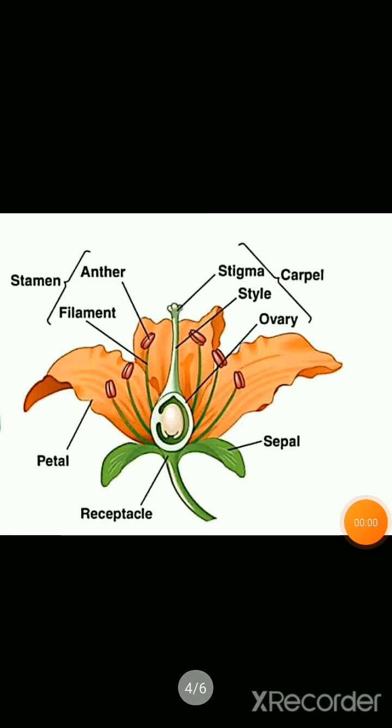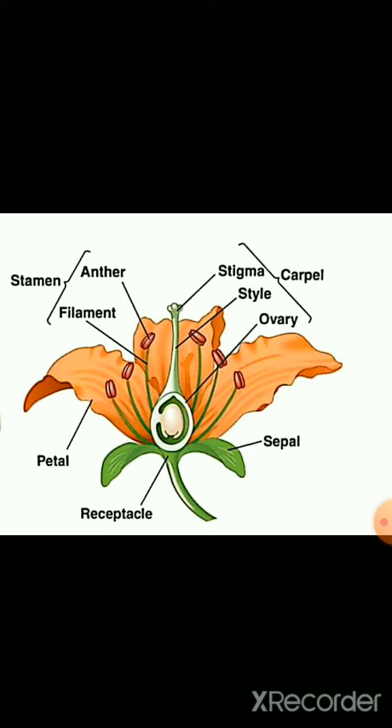Now we see the sexual mode of reproduction in plants. The reproductive parts of a plant are located in the flower, and you already studied the different parts of a flower like the sepals, petals, stamens and carpels. Stamens and carpels are the reproductive parts of a flower, which contain the germ cells.